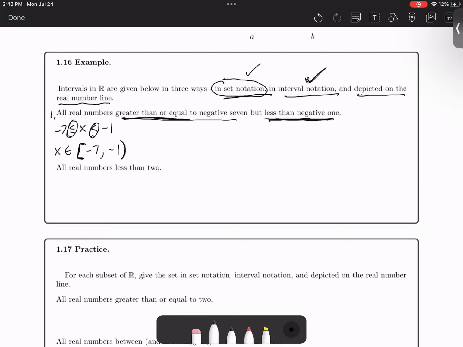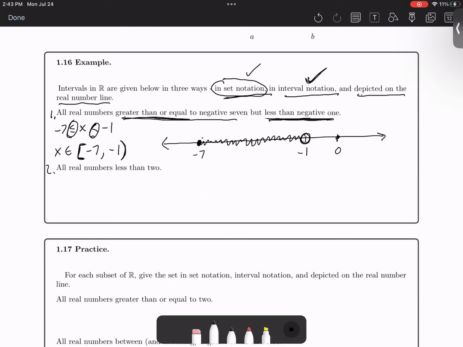And now finally depicted on the real number line. So here's my real number line. Here's -7. Here's -1. That means 0 is probably somewhere right here. And x could be -7. Anything greater than that, but it has to be less than -1. So I have an open circle at -1 because I can get infinitely close to it, but I can't actually be -1. All right, let's work on the second part.